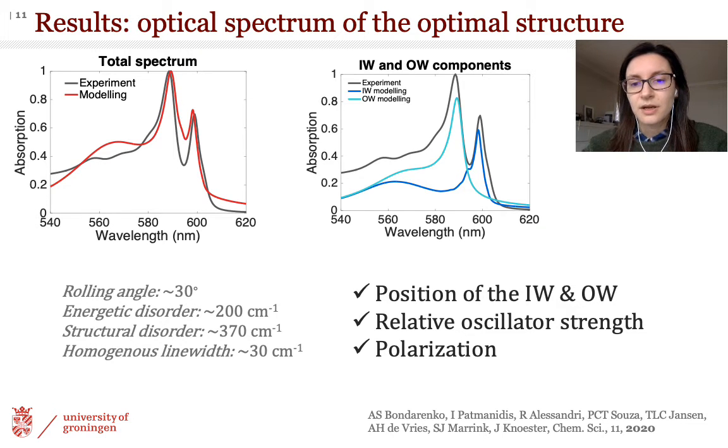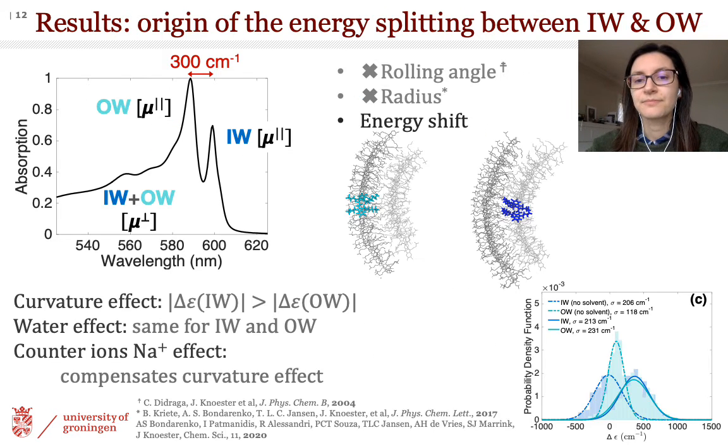The model spectrum reproduces correctly the line widths; the only contribution that we added is the homogeneous line width. In principle, time correlation functions could be extracted from the MD trajectories, but this was beyond what we were trying to achieve here. Now that we have a validated model, we can answer the question about the origin of the energy splitting between the inner wall and outer wall.